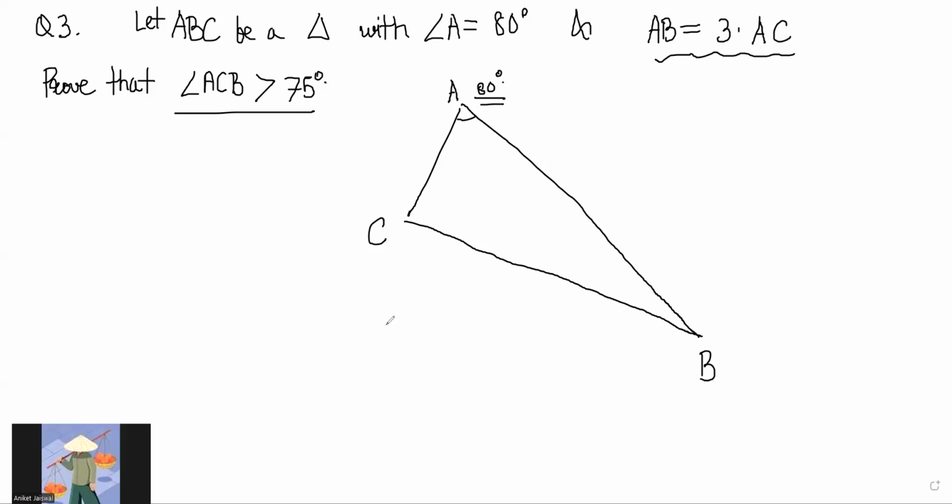Create CD which is equal to AC on AB. Then we get angle ACD is equal to angle ADC, which is 50. Then I was thinking how to prove this. Yes, 130.